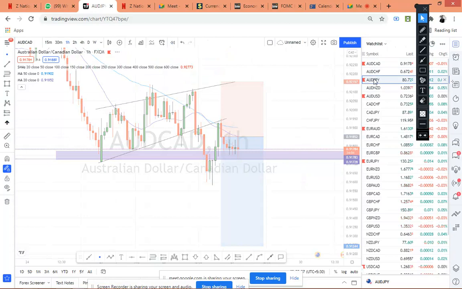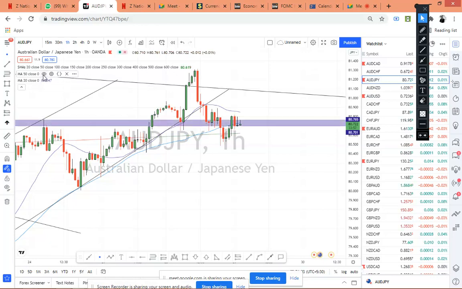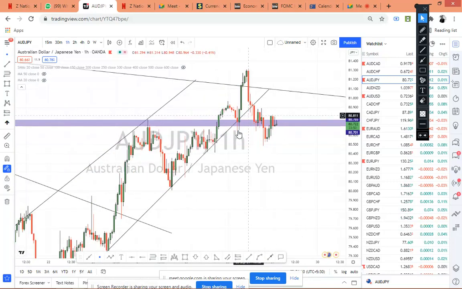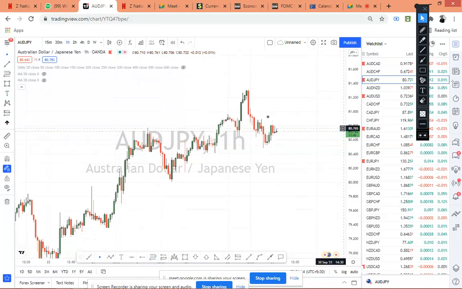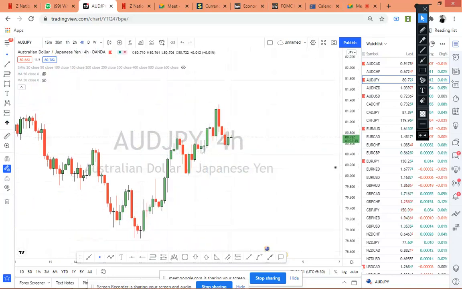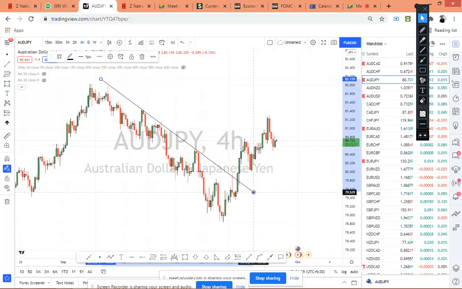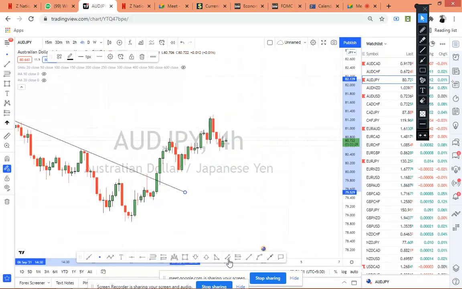Let me check AUDJPY. AUDJPY. Let me close this. Close this. Starting from the 4-hour time frame. Bullish trend, and the major trend is down. Now this is a bullish trend.